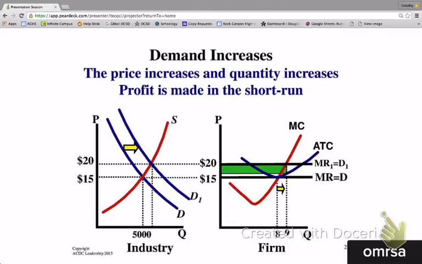Well, if demand increases, it shifts the demand curve to the right. So in the market, the price rises from $15 to $20, and the quantity is going to increase as well. When the price rises, the firm is in a short-run equilibrium because the price is above the minimum of average total cost. And so the firm in the short run is now making economic profits.